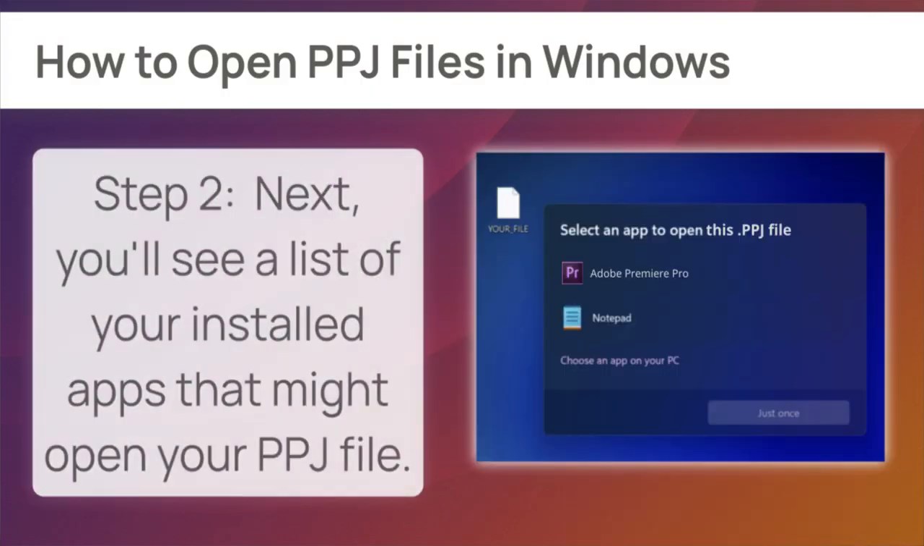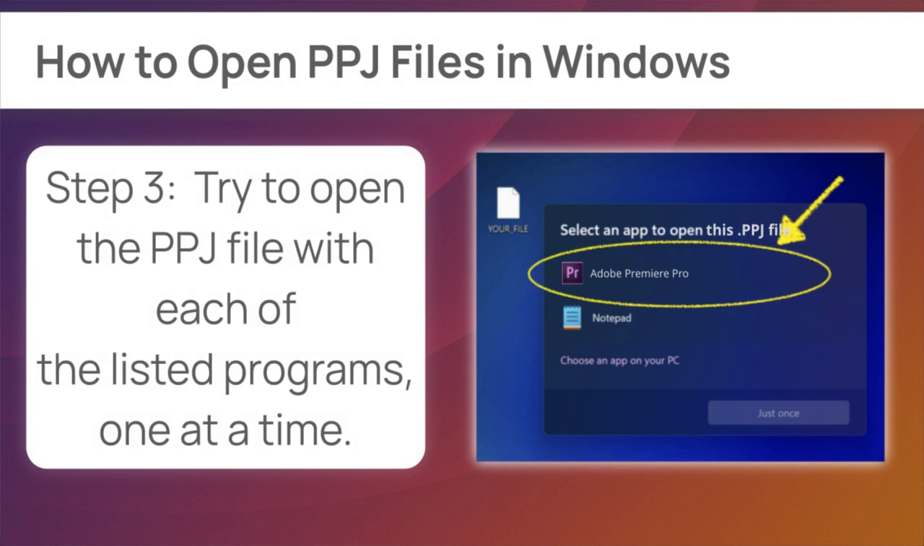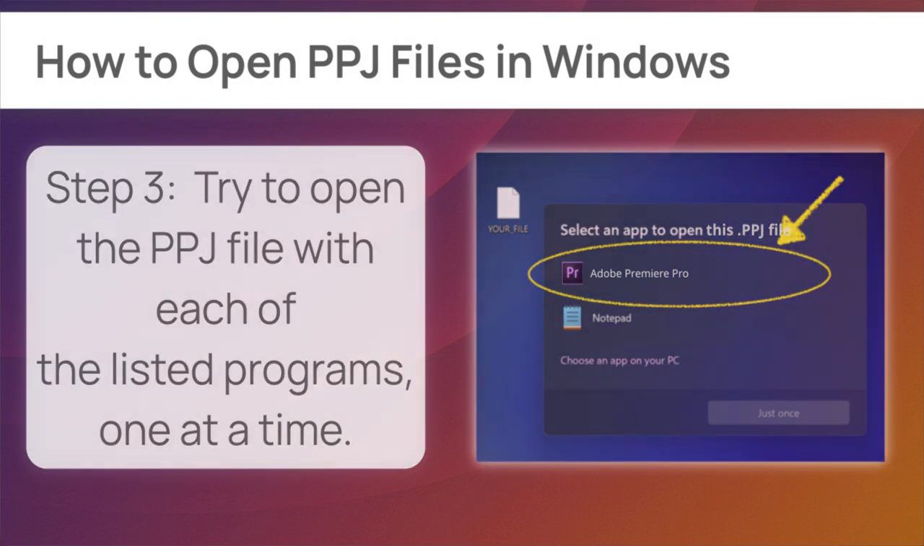Right-click the PPJ file and select Open With. If Adobe Premiere Pro is installed, use it. If not, choose another program. We must find the app that claims the file.